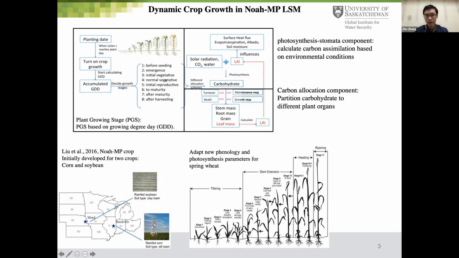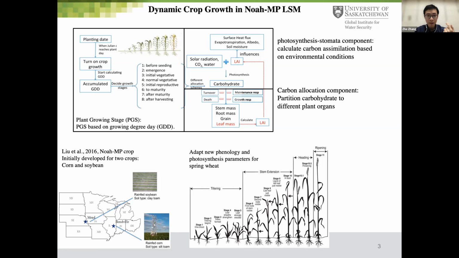And according to these growing stages, the model will partition the assimilated carbon dioxide, also the carbohydrate, to different parts of the plant's body, including stem, roots, grain, and leaf mass, and convert it back to the LAI, feedback to the stomata subroutine. So the most important variables here will be grain and leaf mass, which we talk about today. As I mentioned, it was developed originally from corn and soybean, so we want to adapt the new sets of phenology and photosynthesis parameters for the spring wheat, accommodating the spring wheat features in the Canadian prairies.